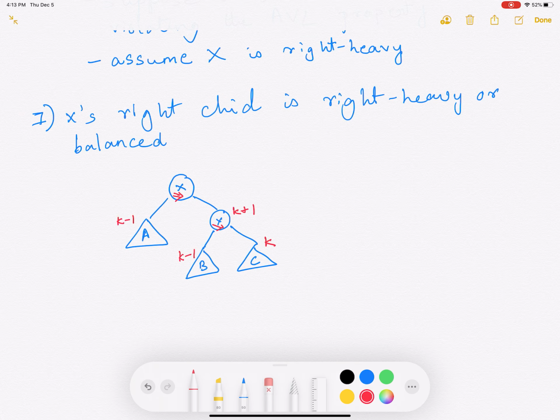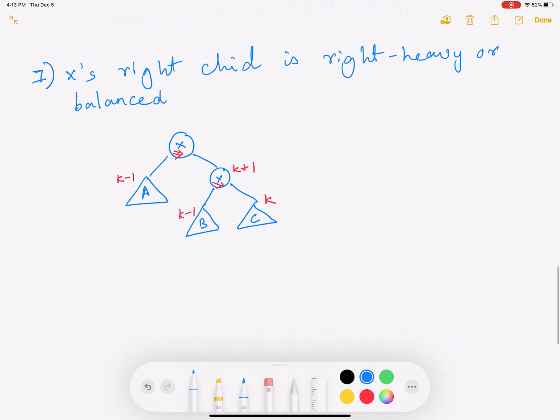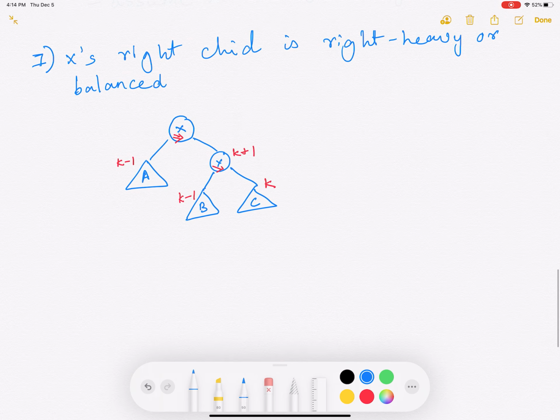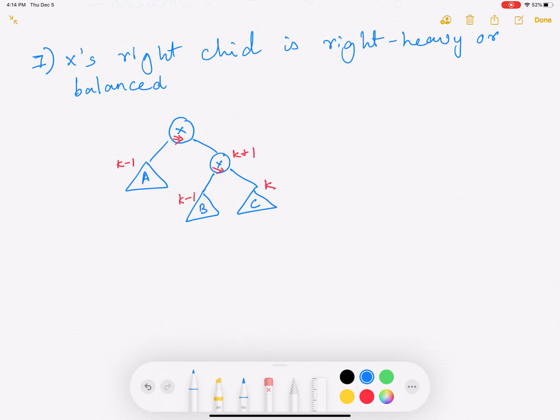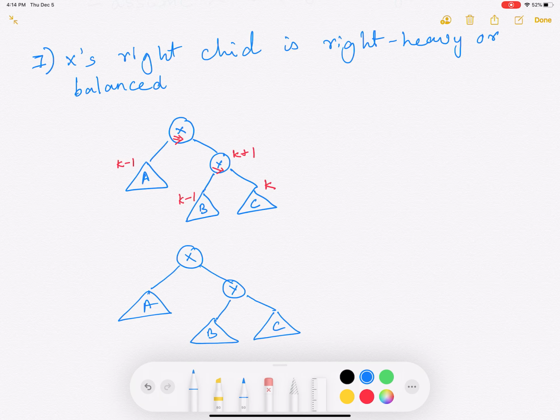This is case one. It happens when the X's right child, which is Y, is right heavy. X's right child Y can also be balanced, so let's consider that scenario. So you have X here, you have Y, it's the same thing. X has A and Y has two subtrees, B and C.